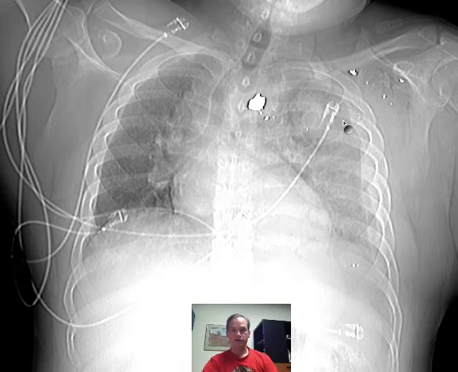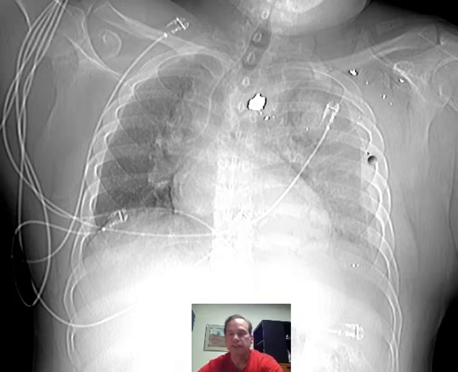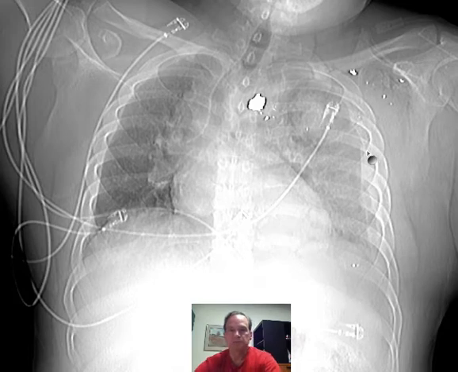If we look over here on the left, we see that there is pleural thickening. Of course, it's acute, so presumably it's pleural fluid. And since it's a gunshot injury, this is presumably a pneumothorax, blood in the pleural space.